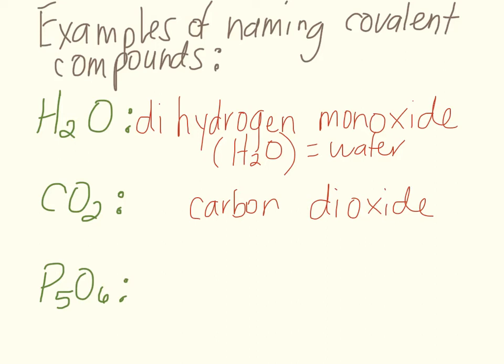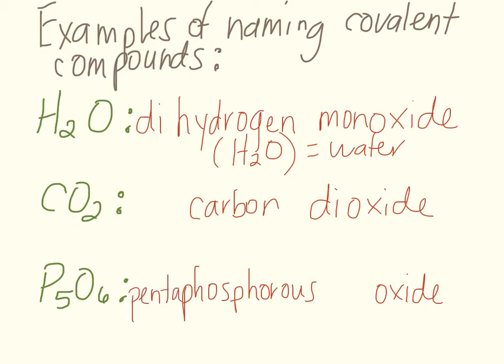The very last one is P5O6. So that first element is phosphorus. If you notice, we don't change the name of the first one, but the second one, again, oxygen, is going to become oxide. So now we just need to add the prefixes. The prefix for 5 is penta, so it's pentaphosphorus. And then the prefix for 6 is hexa, and we're going to take off the A just so that the name flows a little bit better, hexoxide. So pentaphosphorus hexoxide is the name of that very last one.